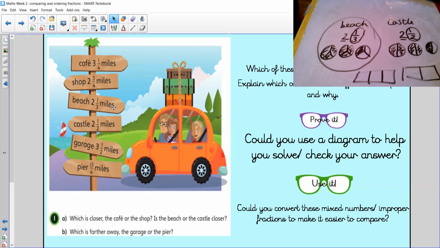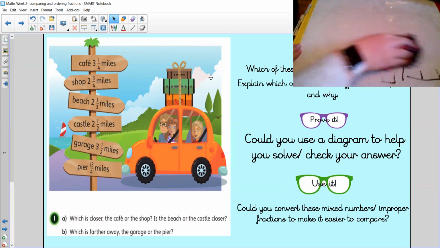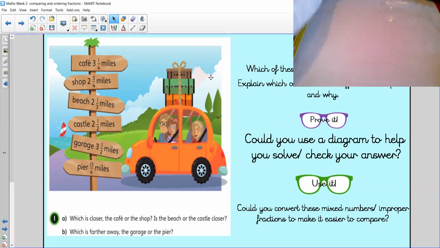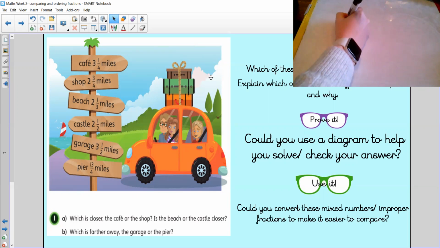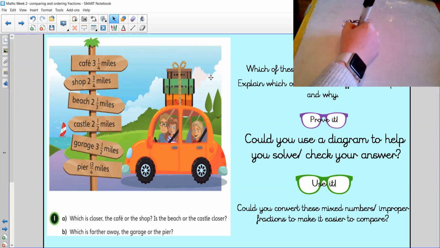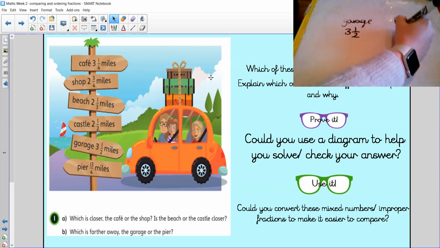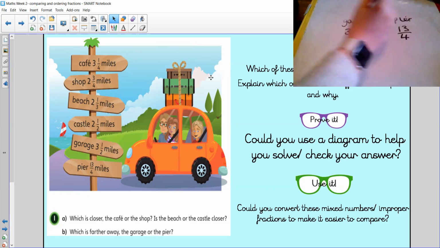So 1A then, which is closer, the shop is closer, and the beach is closer. So they might choose to go there because they are a little bit closer. Now, this is where the question is now changing. This is where, Miss Sison, you are now thinking about the furthest one away, which is going to be the largest number. So the garage or the pier. So garage, I've got 3.5. Pier, I've got 13 quarters.